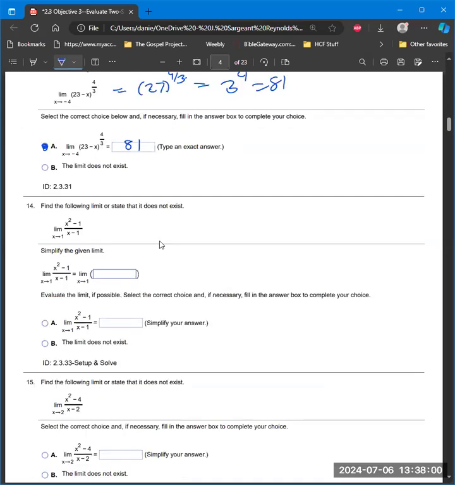Right, this is going to be limit as x approaches 1, x plus 1, x minus 1 over x minus 1. These will cancel. Give me limit as x approaches 1 of x plus 1. So 1 plus 1 is 2.